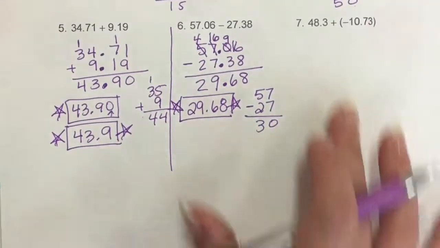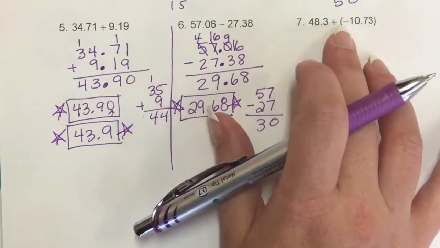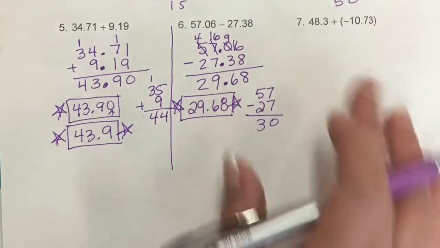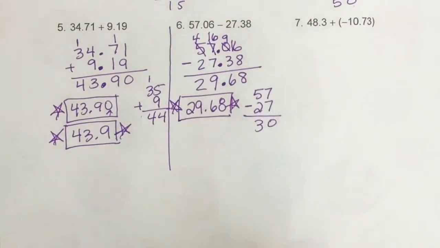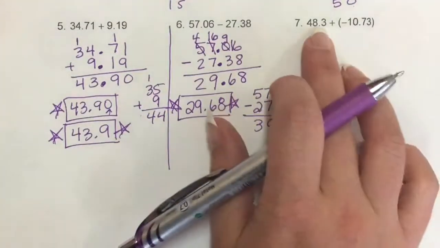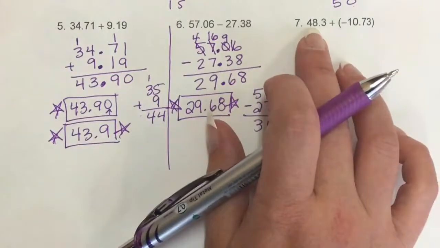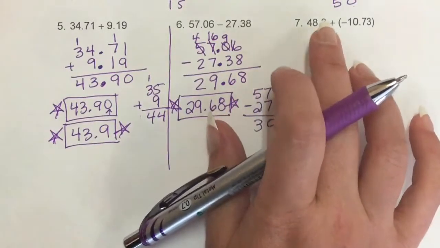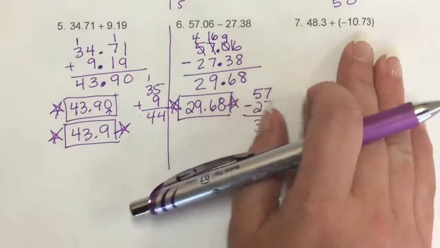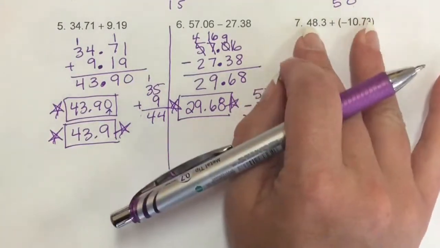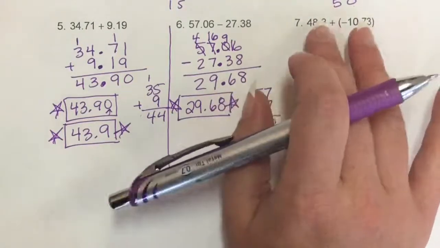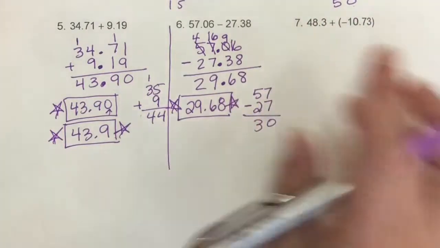Problem number 7, 48.3 plus negative 10.73. So we kind of have a little bit of a, like when we were doing the addition of the integers. What we want to do is we're going to look at this problem. Is 48 positive? Yes, it is. Is 10.73, what is that? That is negative. So we have a positive and a negative number. So whenever you have a positive and a negative, the signs are different, so you take the difference. So that's what we're going to do.